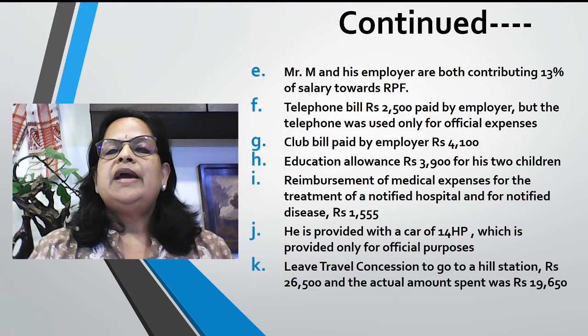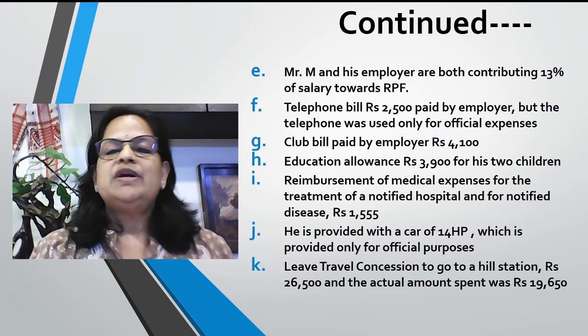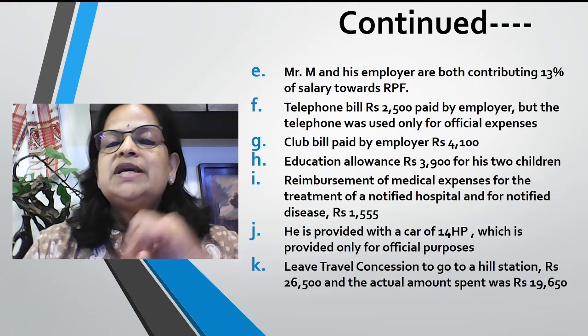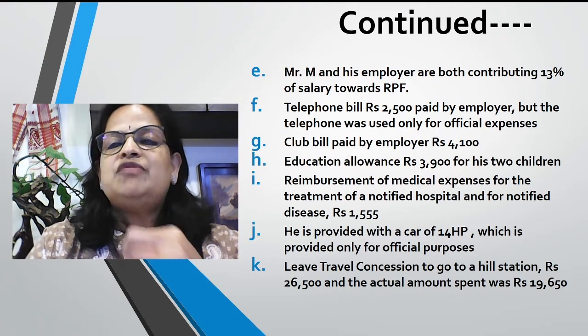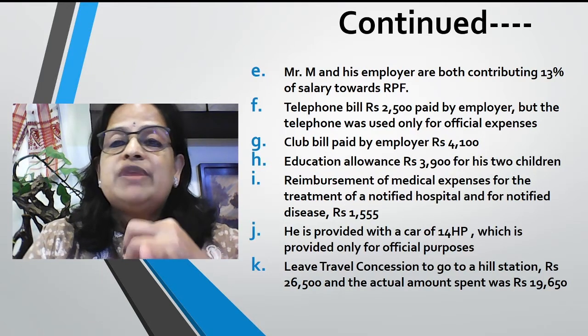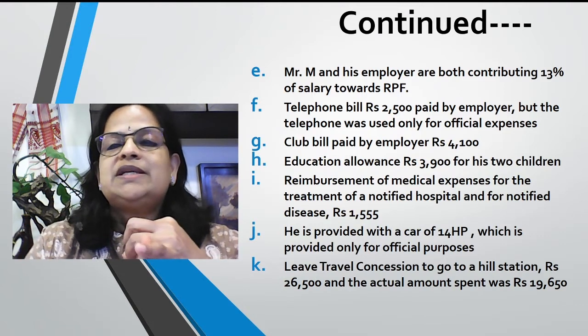Mr. M and his employer are both contributing 13% of salary towards RPF. When I explained Provident Fund, I told you 2 rates are important. Employer's contribution in excess of 12% for RPF will be taxed. Similarly, interest credited in excess of 9.5% will be taxed. So here it is 13%. We have to adjust that. Excess of 12% will be taxable.